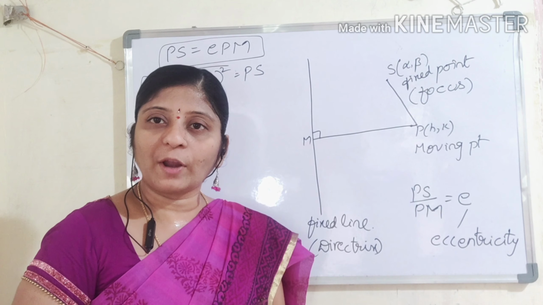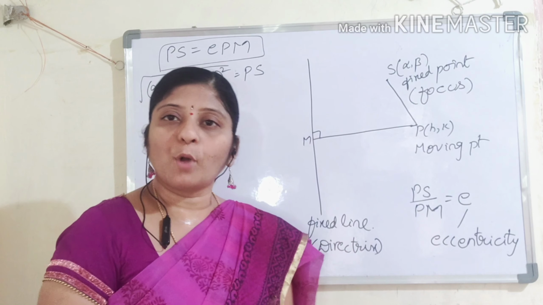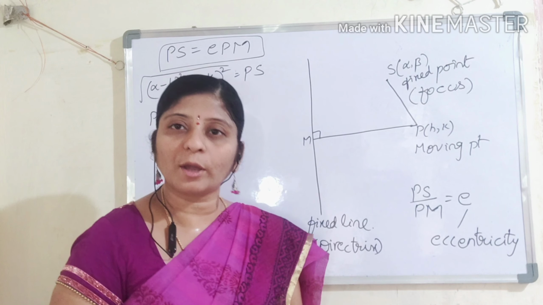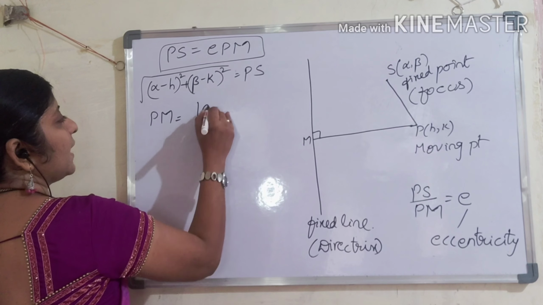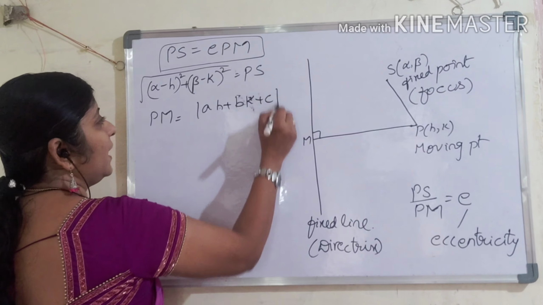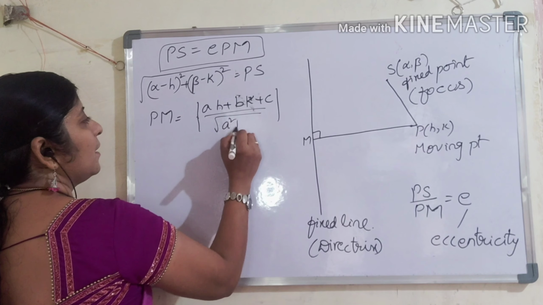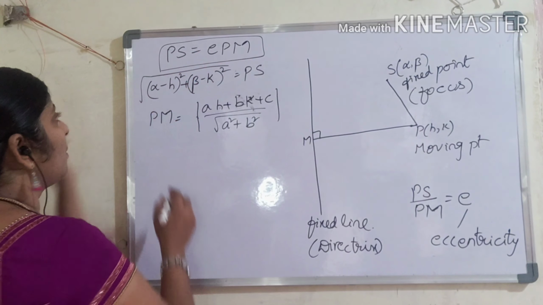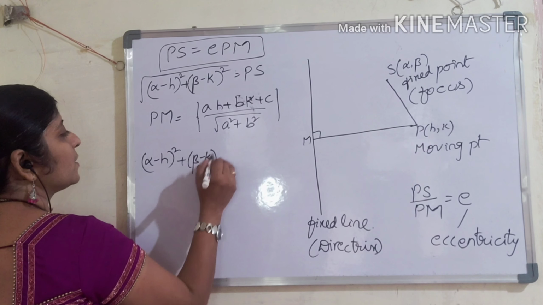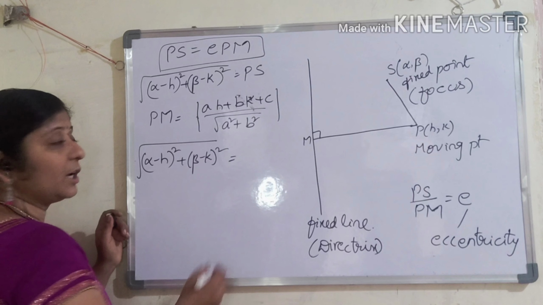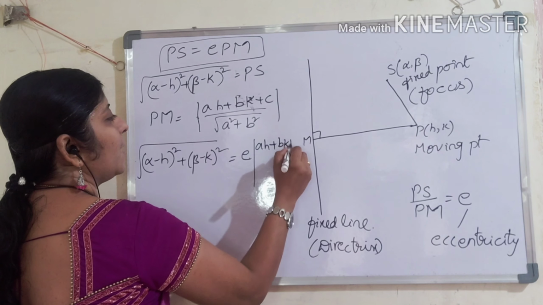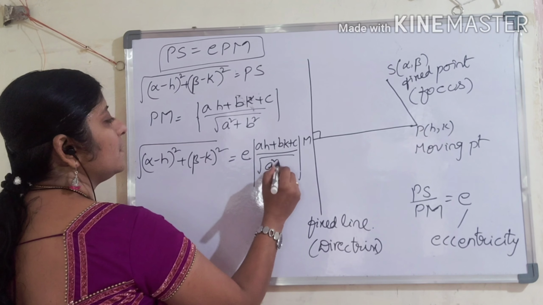What is the distance from a point to the line? It is modulus of ax1 plus by1 plus c by root of a square plus b square. Applying that, with (x1, y1) as (h, k), we get modulus of ah plus bk plus c by root of a square plus b square. So PS, the square root of (alpha minus h) whole square plus (beta minus k) whole square, equals e times PM, which is e times (ah plus bk plus c) by root of a square plus b square.